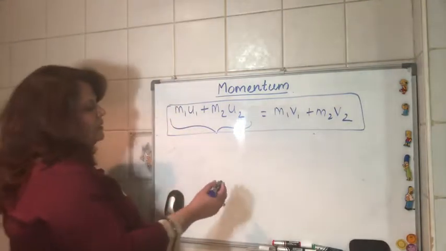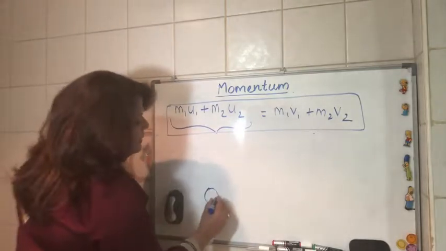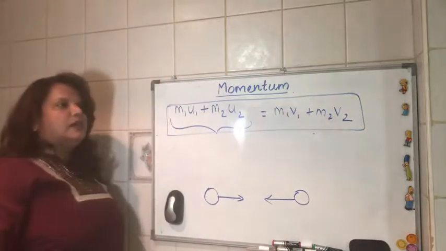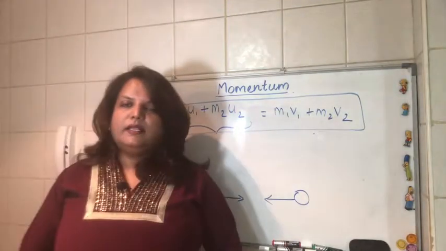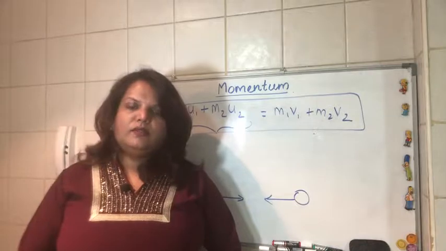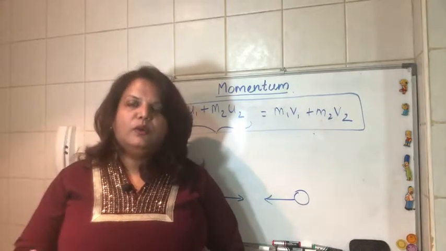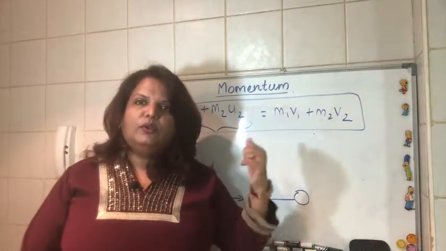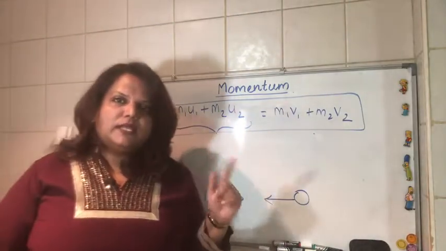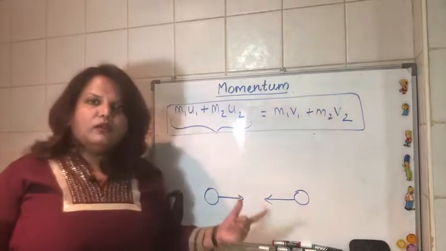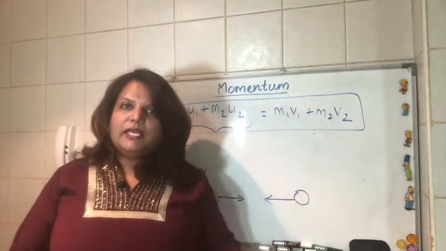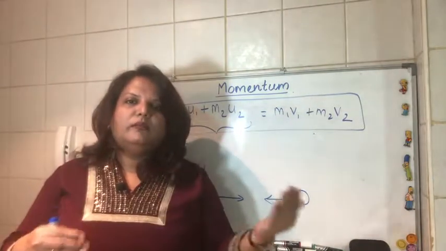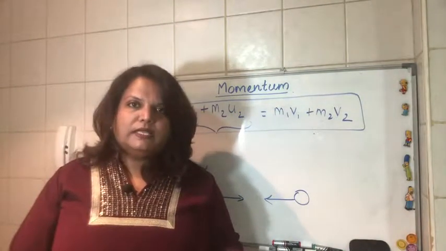Now we'll take one simple example where it's a head-on collision. In the question they will not specify that the two objects are moving in opposite directions. They may not give you a hint or a clue, so you have to think before you apply, in which direction are they moving. Now when they say head-on collision, it itself implies that they are facing each other and coming towards each other. So naturally one will be moving in the opposite direction to the other.